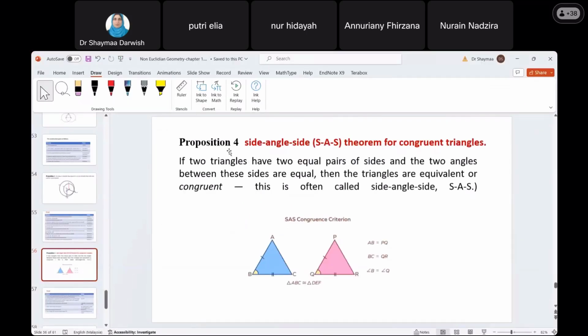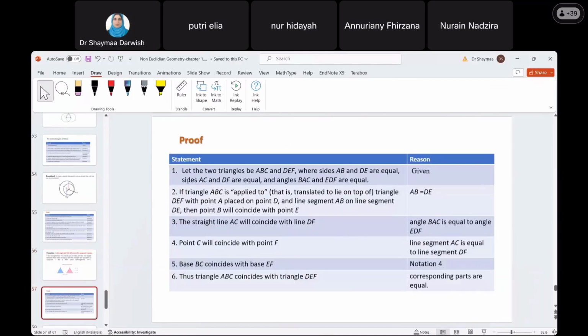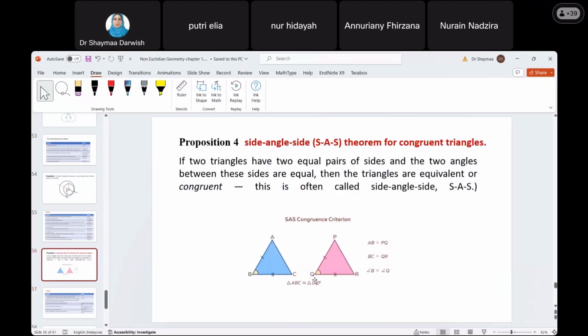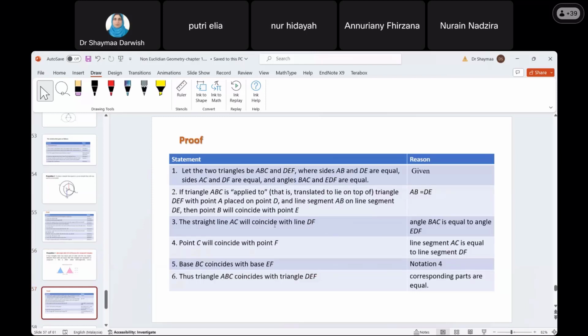This is actually proposition 4. We didn't prove proposition 3. So how to prove proposition 4? Let the two triangles, this is the given, have AC, CD, DF also equal. The angles are equal. We have BC equal to QR, BE equal to QP. The two angles here are equal. The two angles here are equal.